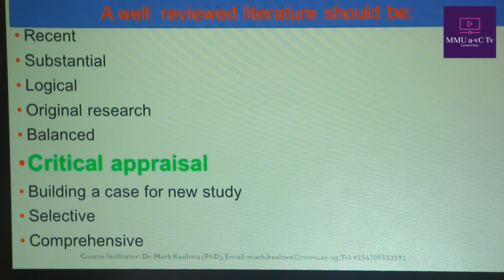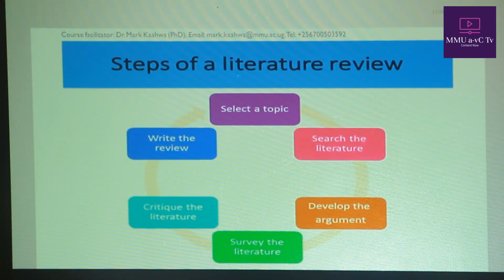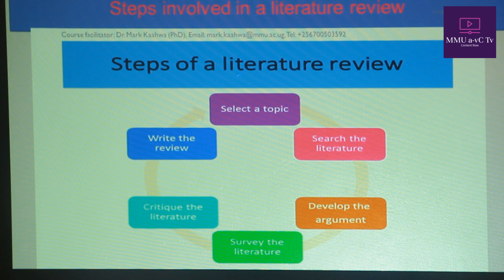Comprehensive means that you don't just look at one article, at two articles, and then you stop there. But you look at a variety so that you make your work appear sensible. Now, what are the different steps involved in a literature review?